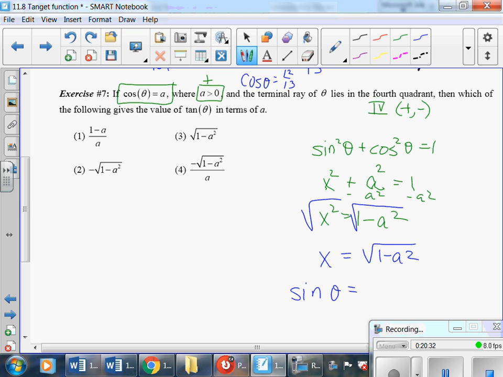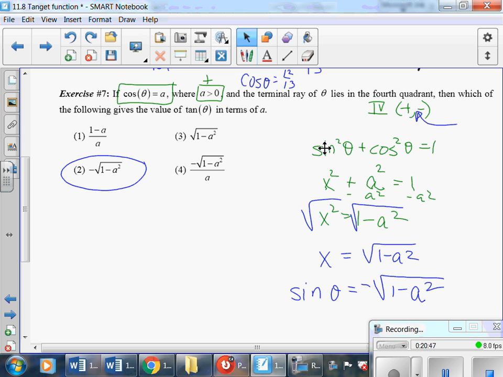Now, what is my sine? Look right here. This is why they tell you fourth quadrant. The sine has to be negative. So the answer is number 2. So be careful, people. Even if you did all that math correctly, you could have chosen number 3 if you totally ignored the fact that this was in the fourth quadrant and the sine is negative in the fourth quadrant. They tell you everything for a reason.